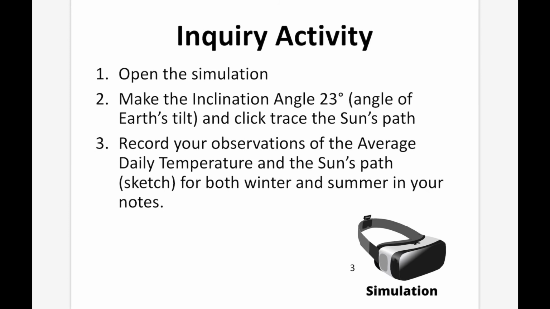So again, I'd like you to pause the video and I want you to open this simulation here, number 3. Make the inclination angle 23 degrees, that's the angle of the Earth's tilt, and trace the sun's path. Record your observations of the average daily temperature and then sketch the sun's path for both winter and summer in your notes.